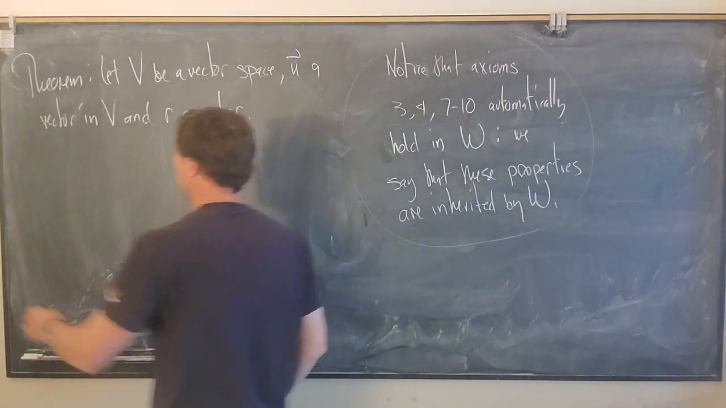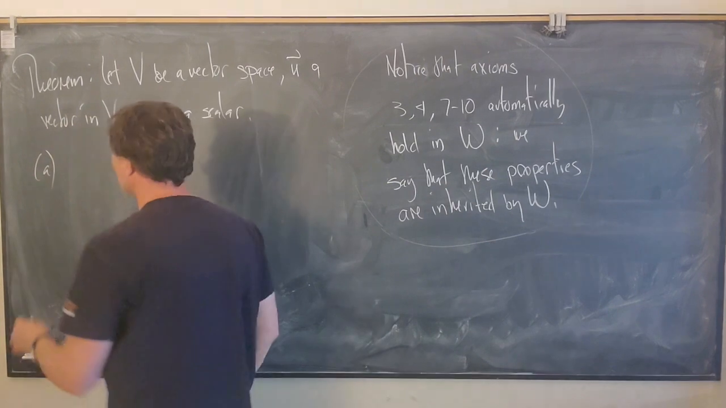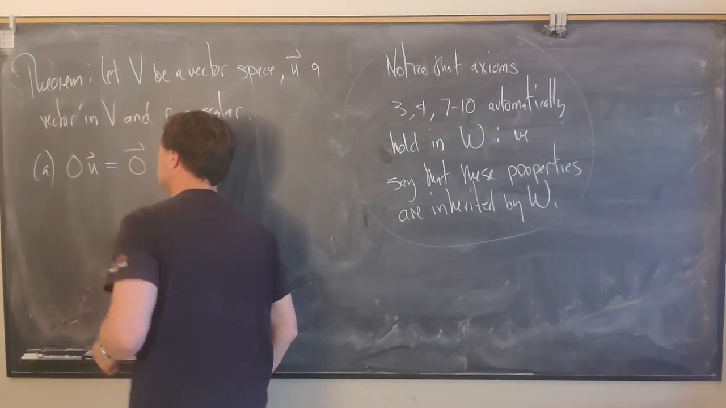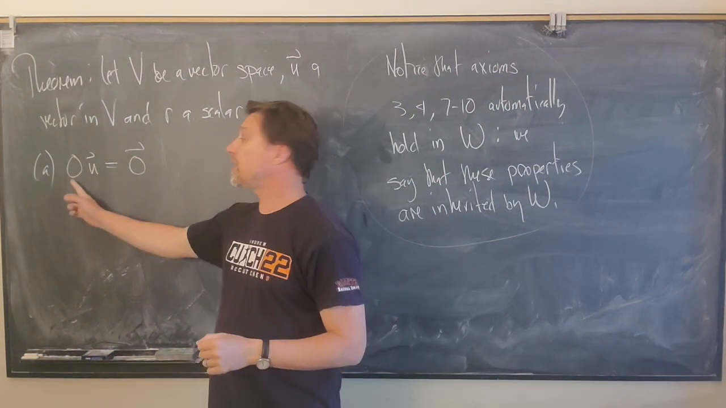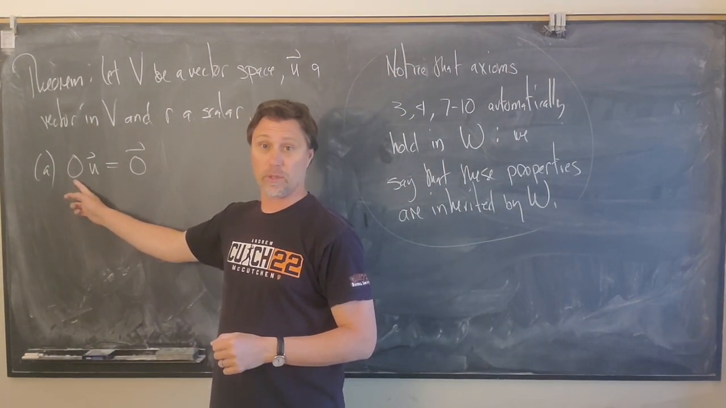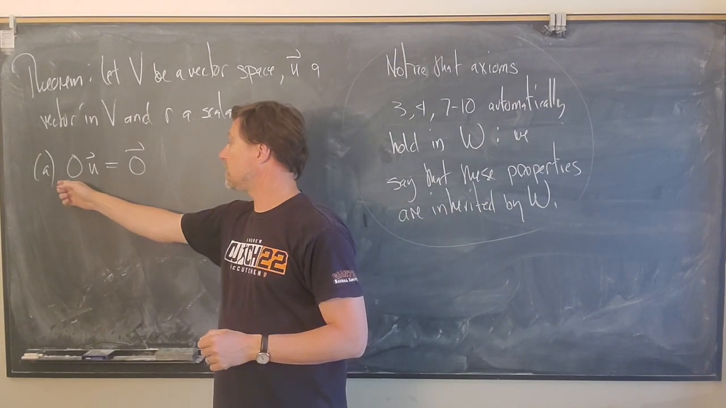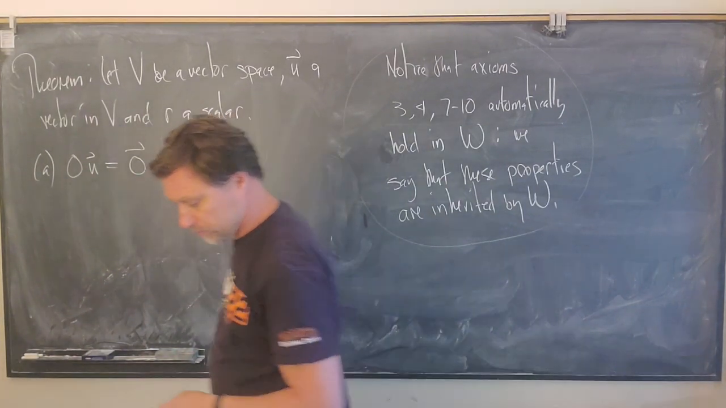So there are 4 pieces to this theorem. Part A: 0 times U equals 0. Now notice the 2 different uses of 0 here. Here I mean the scalar, the number 0. Here I mean the 0 vector. So 0 times U, that is a vector, and according to this theorem, it's the 0 vector.